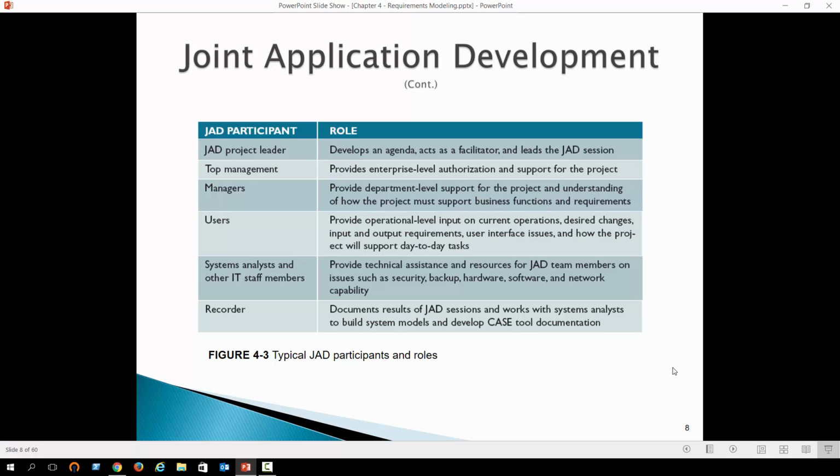So there we go. Systems analysts, other IT staff. Yeah, we understand the nerd stuff, the technical stuff. How are we going to build the system? Where is it going to sit? Is it going to be on a server?